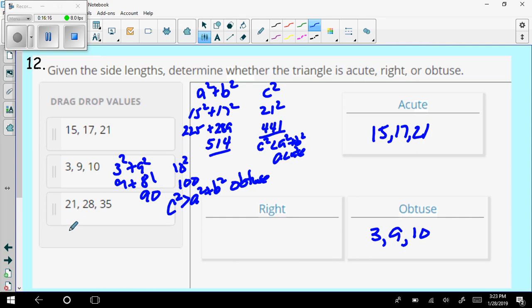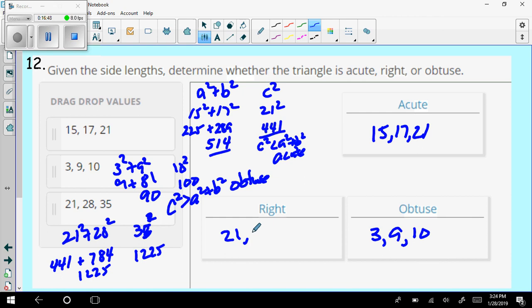And I'll leave it for you to take 21 squared plus 28 squared. Compare that to 35 squared. Use your calculator. Let's see, this is 1225. You'd have to find both of these. I think this is 441. So this is going to be 700. It's going to be a 4. That's 784. That's the 1225. Since they're equal, it's going to be right.